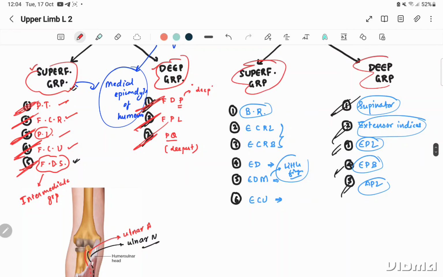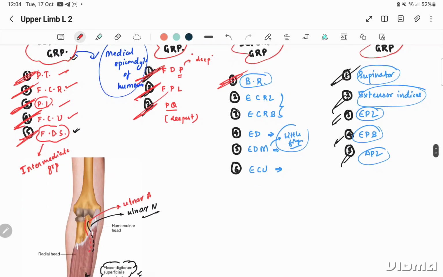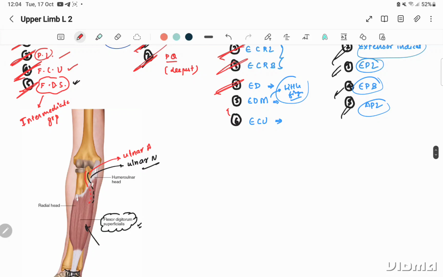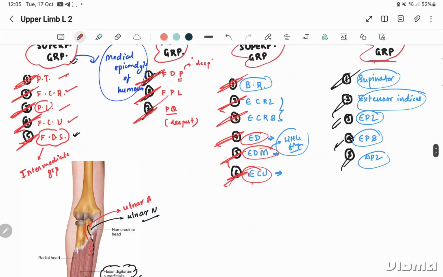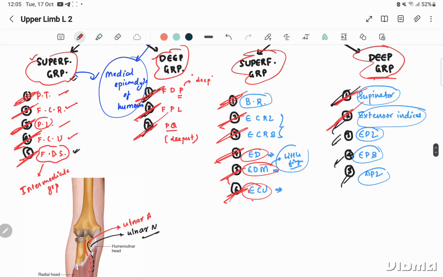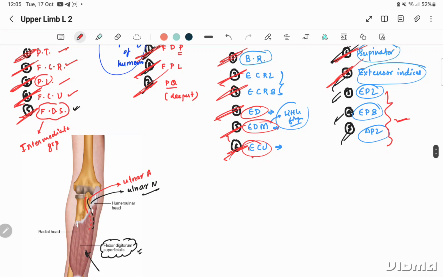In the posterior compartment, in the superficial group we have brachioradialis, ECRL, ECRB, ED, EDM and ECU: extensor digitorum, extensor digiti minimi, and extensor carpi ulnaris. In the deep group, we have supinator, extensor indicis, EPL, EPB, and APL. Okay.